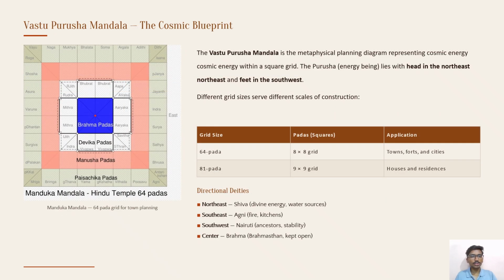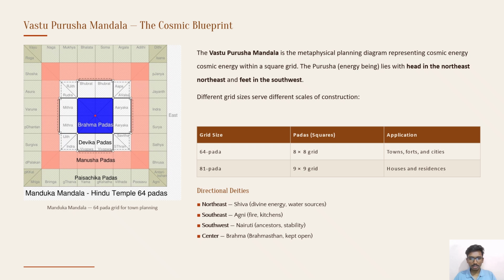Coming to the Vastu Purusha Mandala, the cosmic blueprint. The Vastu Purusha Mandala is the metaphysical planning diagram representing cosmic energy with a square grid. The Purusha energy being lies with head in the northeast and feet in the southwest. Different grid sizes are used for different scales of construction. 64 Pada, 8 by 8 grid, for towns, forts, and cities. 81 Pada, 9 by 9 grid, for houses and residences.